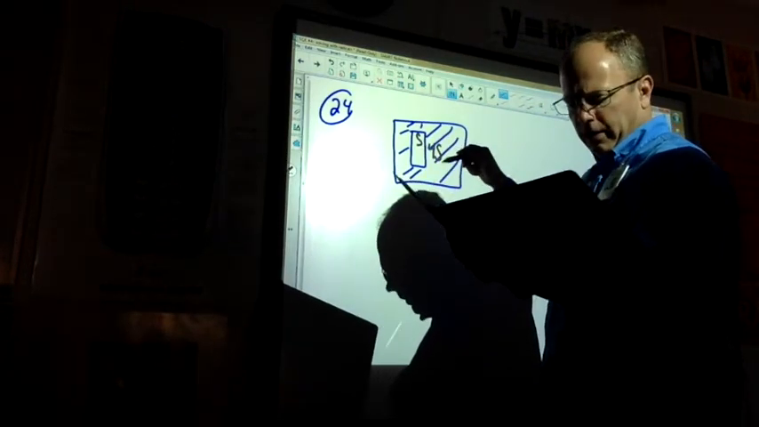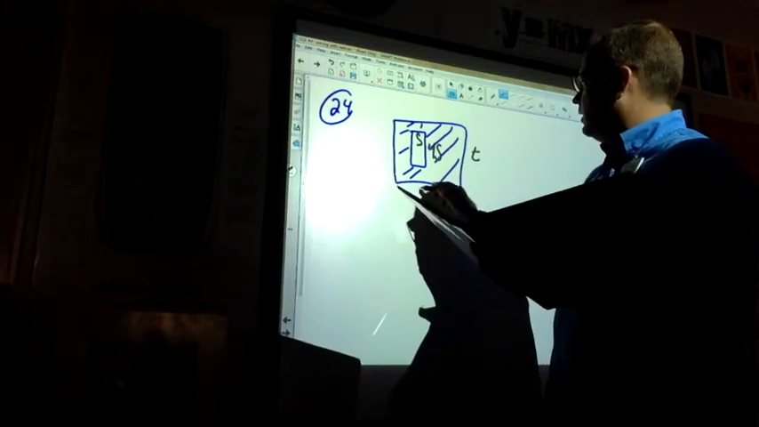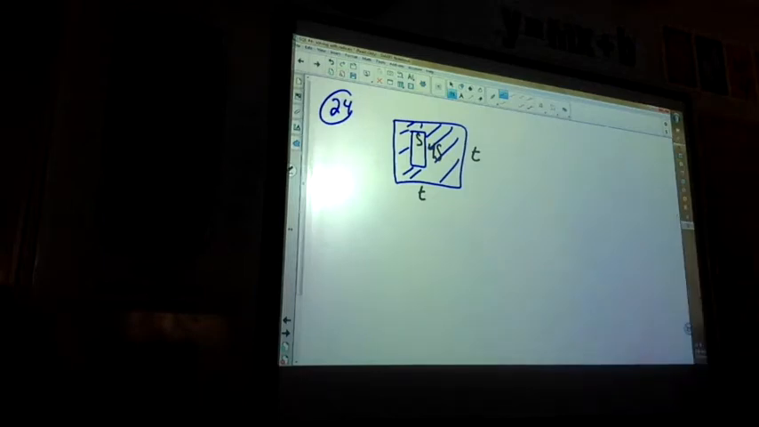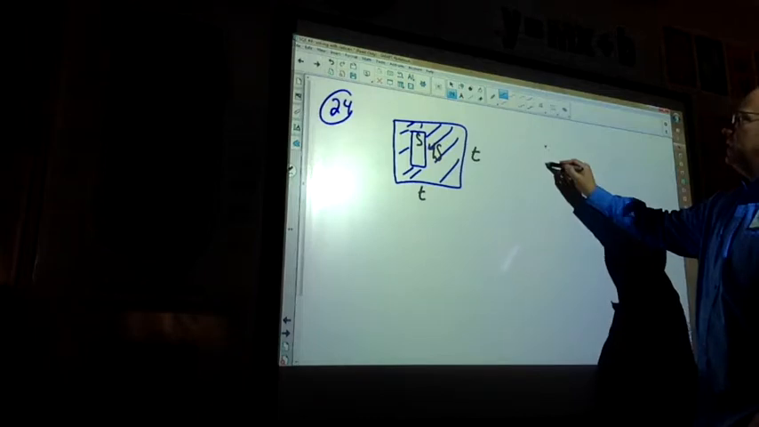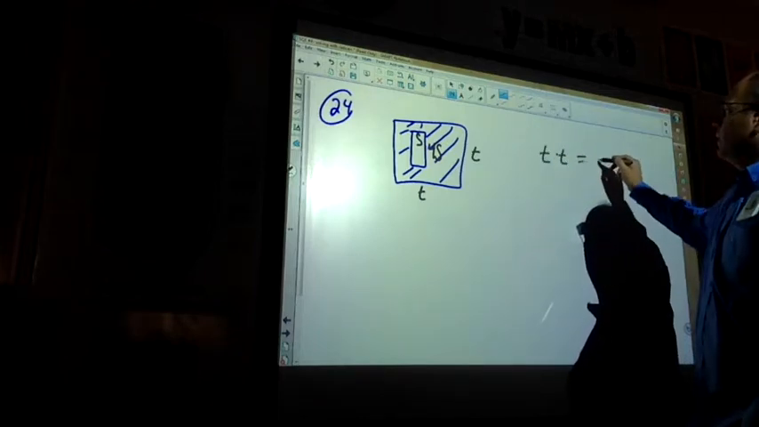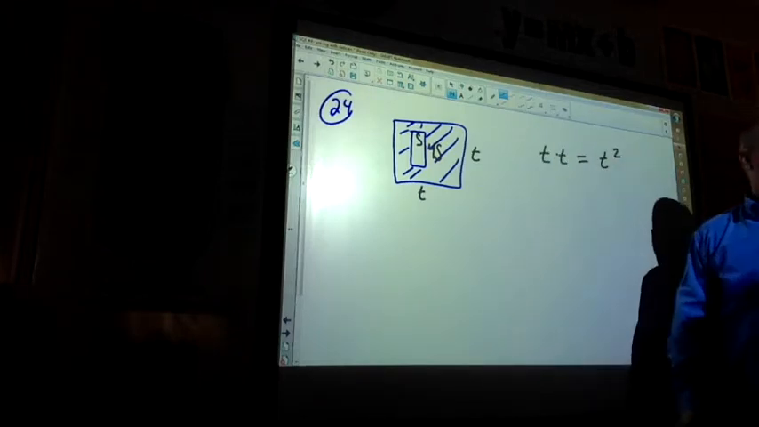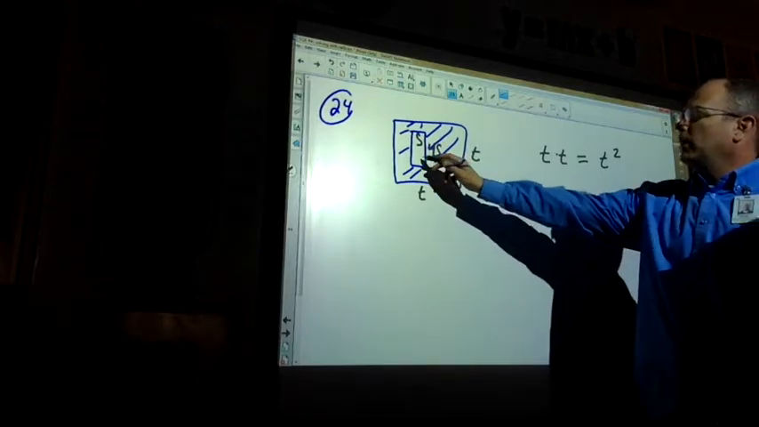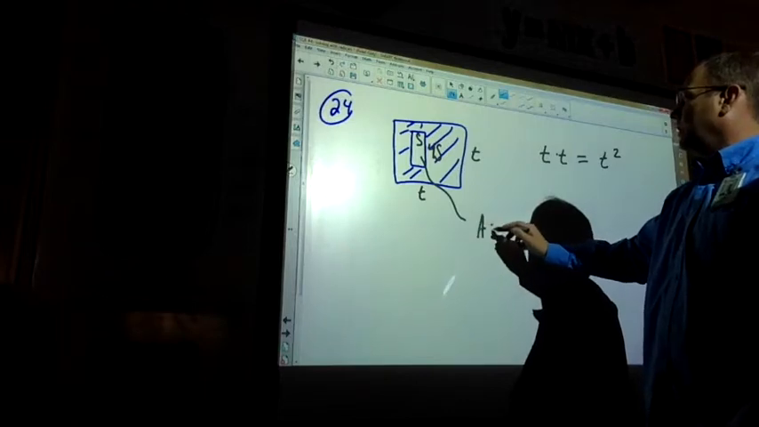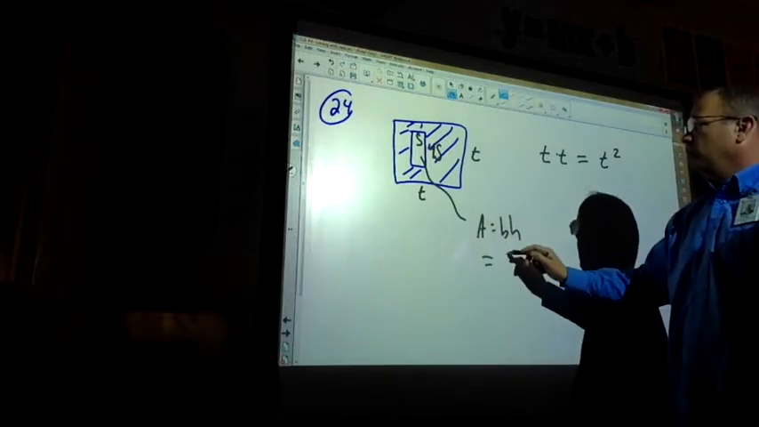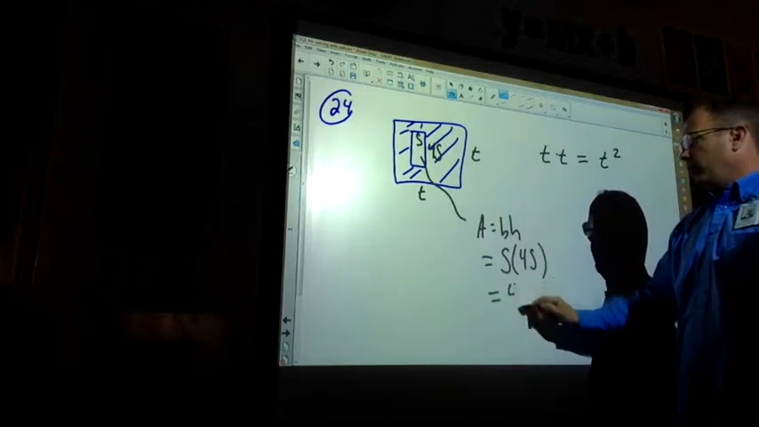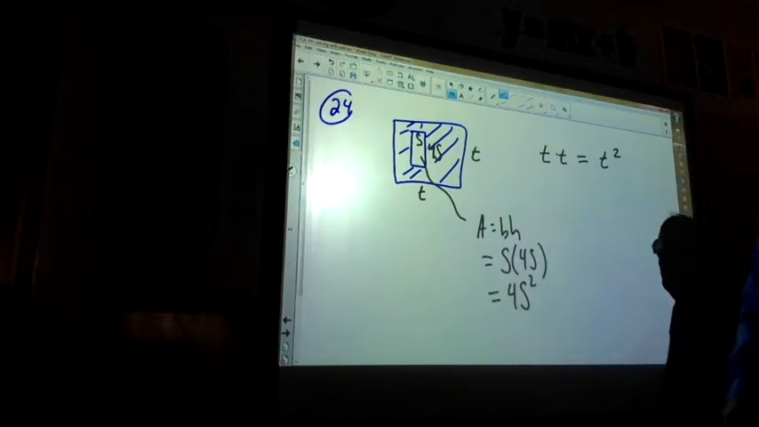So that's the little rectangle. And this is T by T. Okay. So how do I find the area of the big square? How do I find the area of a square? Yeah, it's going to be T times T, which is going to just give me an answer of T squared. Now I want to subtract that rectangle out. So if I wanted to find the area of the rectangle, it's base times height, right? Which is S times 4S. If I multiply that together, I get 4S squared.